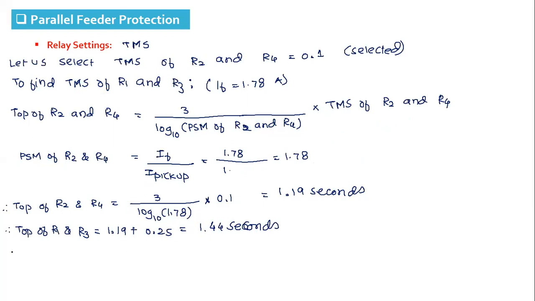Now from here, you can write the equation, which is 3 upon log PSM of R1 and R3 into TMS of R1 and R3.